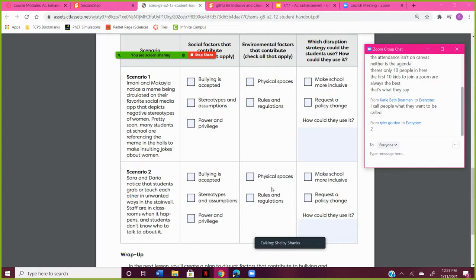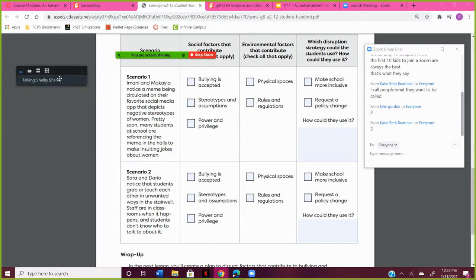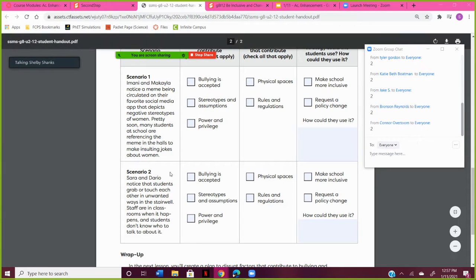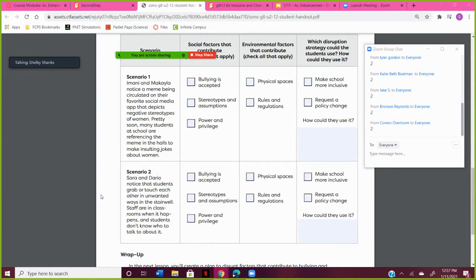All right, Tyler says 2. Katie says 2. All right, let's go with 2. So Sarah and Dario, I was trying to put Sarah and Dario together. Sarah and Dario notice that students grab or touch each other in unwanted ways in the stairwell. Staff are in the classrooms when it happens and students don't know who to talk to about it.